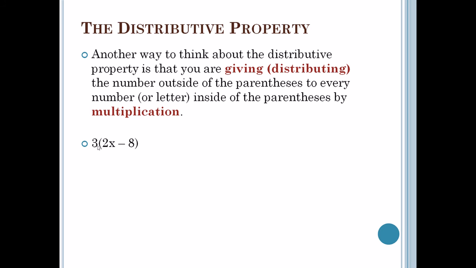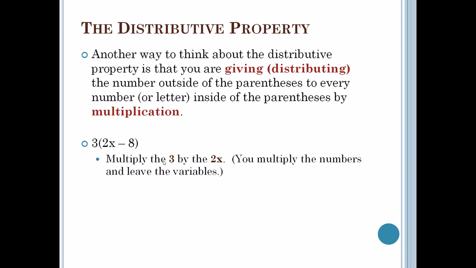For example, I have 3 and then the parentheses, so the 3 is going to be multiplied by 2x take away 8. So we're going to give everybody a 3. And that's what it means. We're going to multiply 3 by the 2x. So you do 3 times 2, and I like to draw arrows. 3 times 2 is 6, and then I leave my variable, 6x.